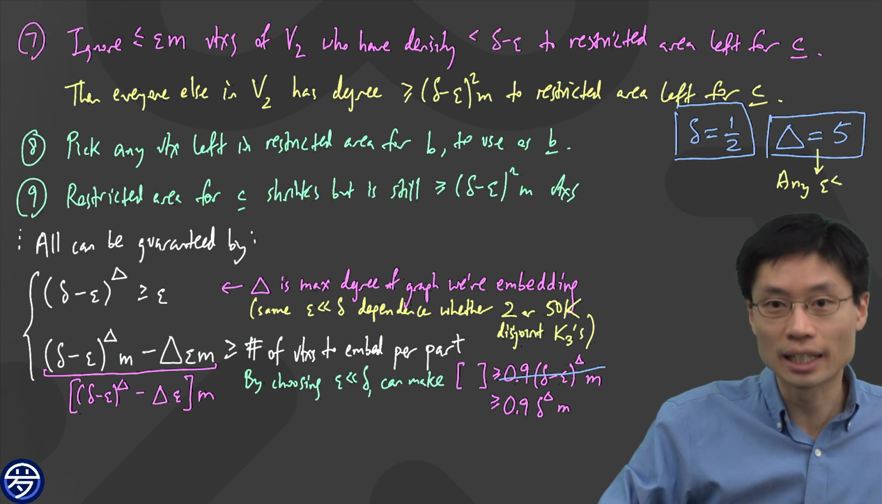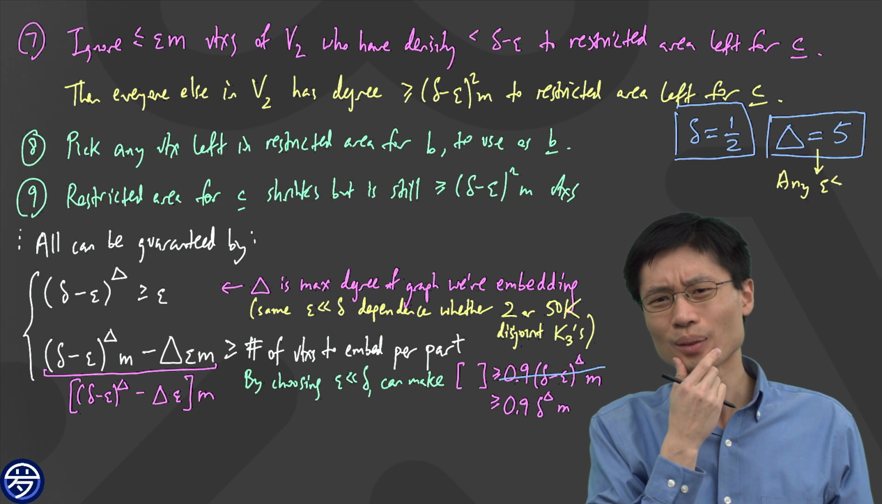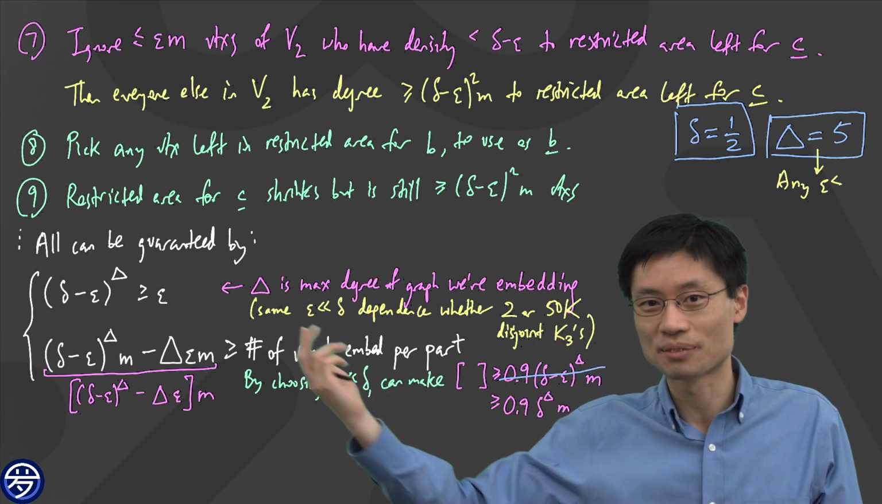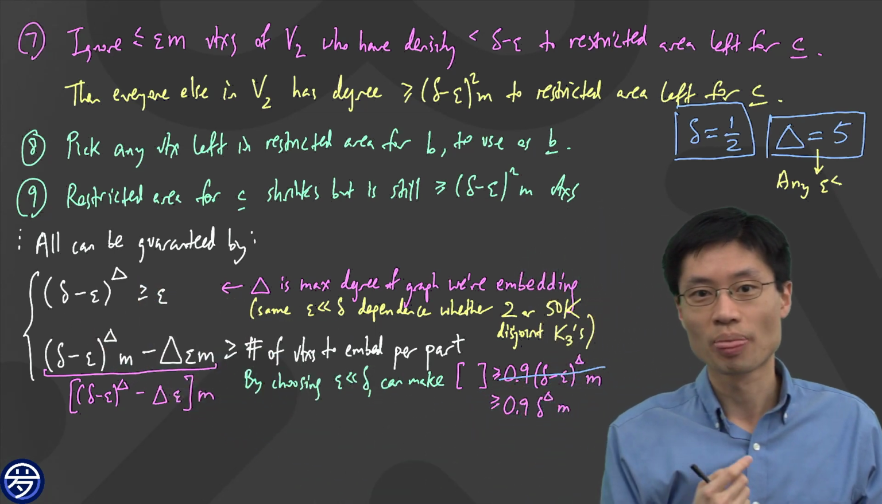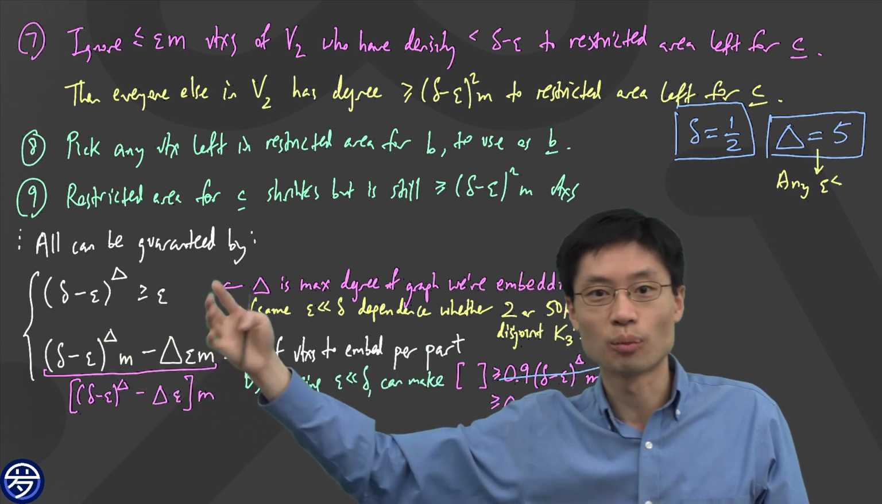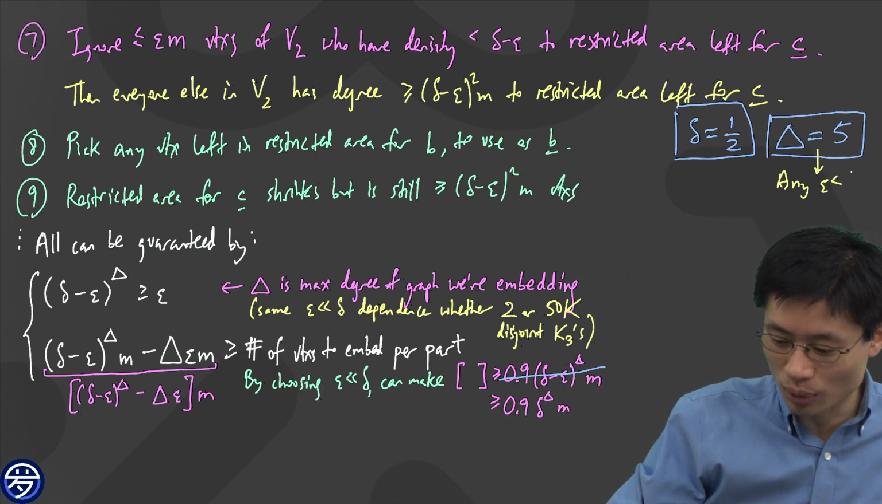epsilon less than, let's do it specifically for this example, what would work? Suppose big delta equals 5. If big delta was 5, then if I had 1/2 for the little delta, this 1/2 to the power 5 is like 1 over 32. So it looks like if I chose any epsilon less than 1 over 100, it works.